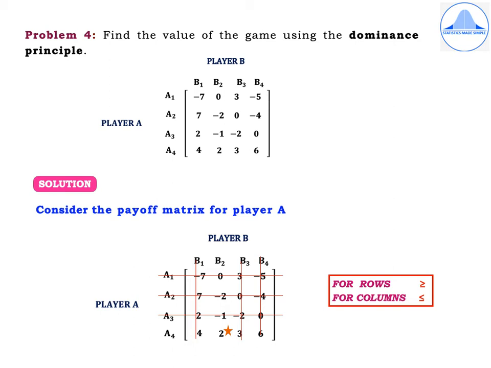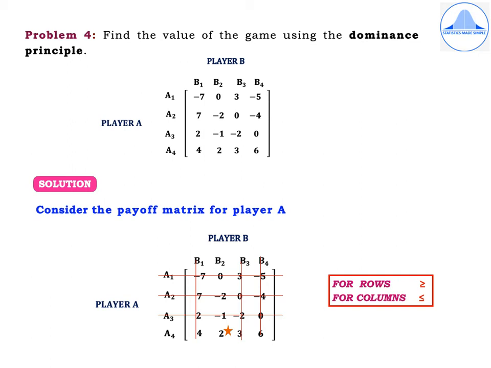Now compare A3 with A1. 2 is not greater than minus 7. So again A3 and A1 doesn't work out. Compare A3 with A2. 2 is not greater than 7. So again A3 and A2 also doesn't work out. Compare A3 with A4. 2 is not greater than 4. So A3 doesn't work out with A1, A2 and A4.